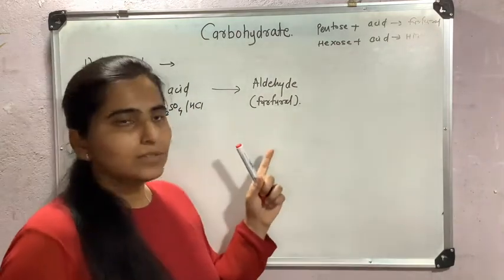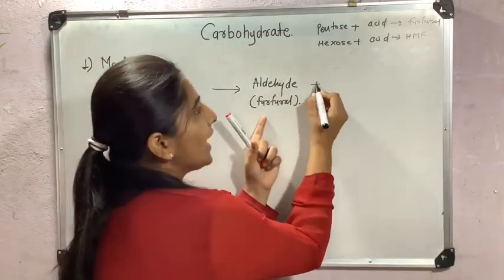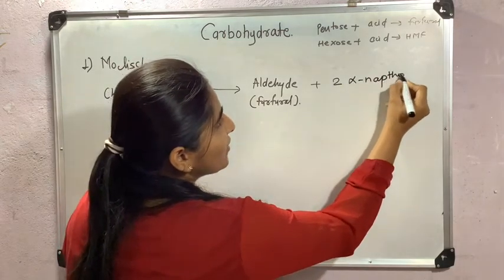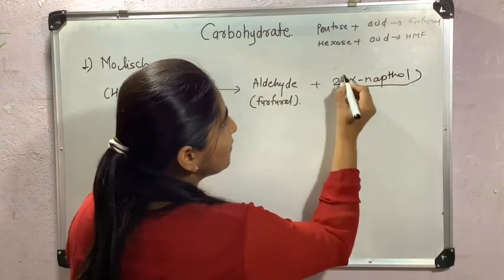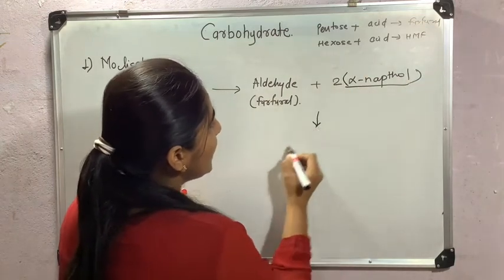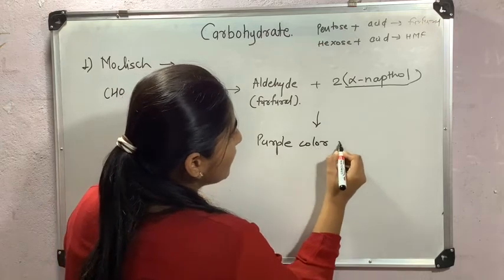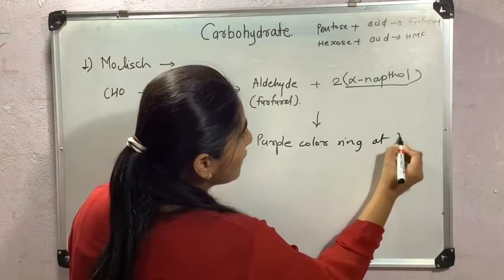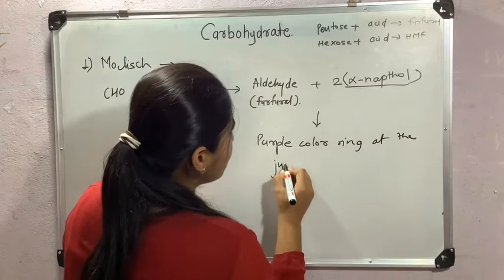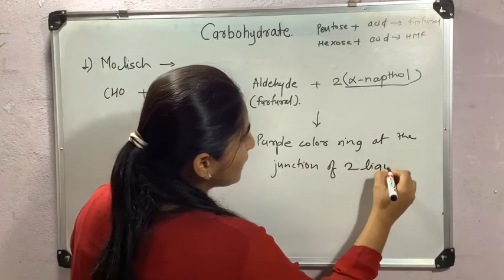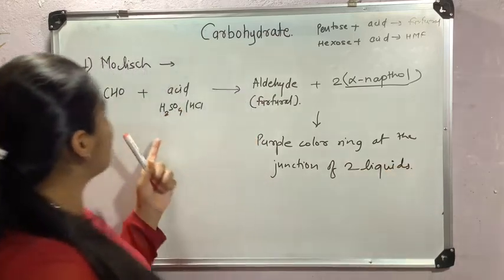If we allow this aldehyde to react with two molecules of alpha naphthol, which is present in the Molisch reagent, then we get a purple color ring at the junction of two liquids. This is all about the Molisch test.